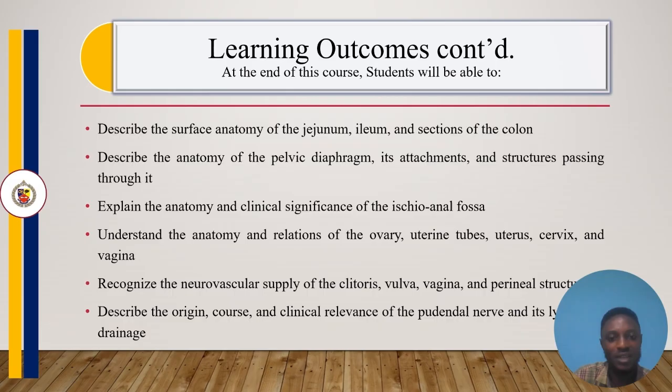Describe the anatomy of the pelvic diaphragm, its attachment and structures passing through it. Explain the anatomy and clinical significance of the ischio-anal fossa. Understand the anatomy and relations of the ovary, uterine tubes, uterus, cervix, and vagina. Recognize the neurovascular supply of the clitoris, vulva, vagina, and perineal structures. And last but not the least, pardon me for that, describe the origin, course, and clinical relevance of the pudendal nerve and its lymphatic drainage.